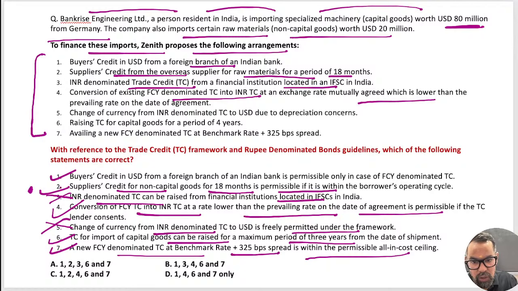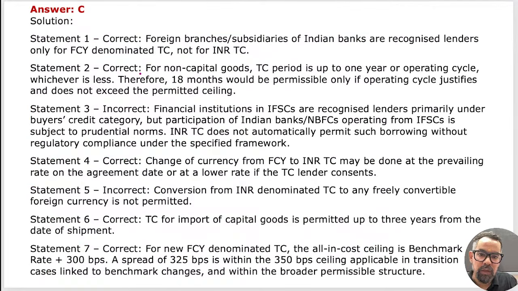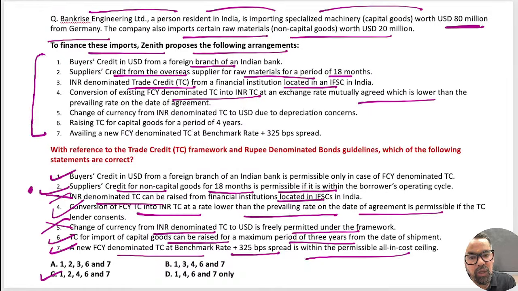So 1, 2, 4, 6, 7. We do not have 1, 2, 4, 6, 7, 1, 2; acha, we have 1, 2, 4, 6, 7. Option C should be the right answer for this one. We'll check statement 2 also. Statement 2: non-capital goods trade credit is up to 1 year or operating cycle, whichever is less. Therefore 18 months would be permissible only if the operating cycle justified does not exceed this. So it is 12 months only, and now is the operating cycle mentioned in this case or not?